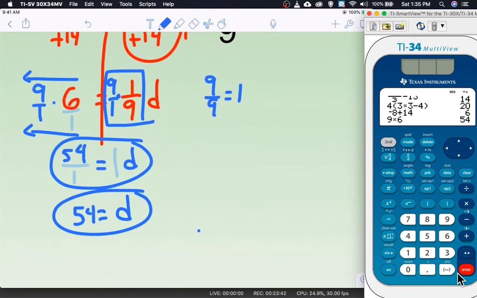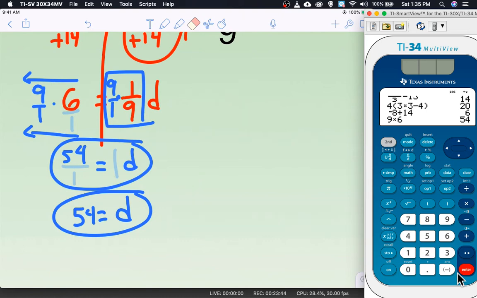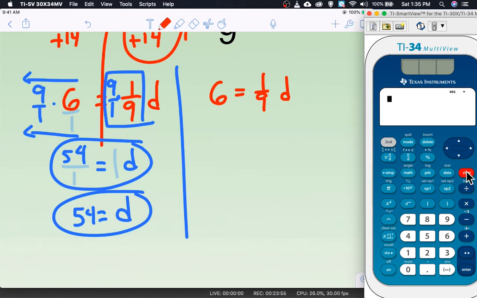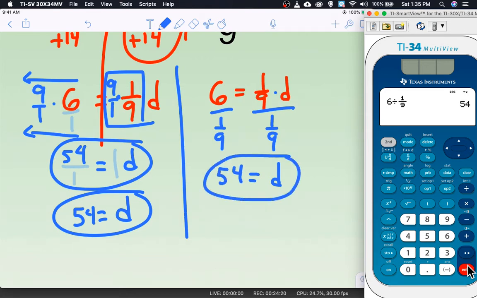Now, if we are cheaters, from this same step, I'm going to go back to red from the problem here. We had 6 equals 1/9 d. If we were going to cheat and use our calculator, all we would need to do, to get rid of this multiply by 1/9, is divide by 1/9 on both sides. And then we type in our calculator, 6 divided by the fraction 1 over 9, equals, and it spits out the same solution.